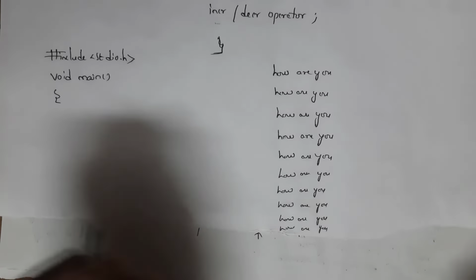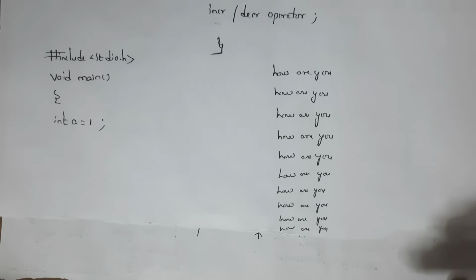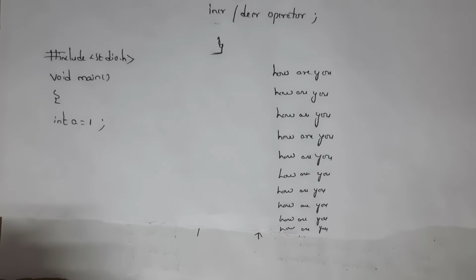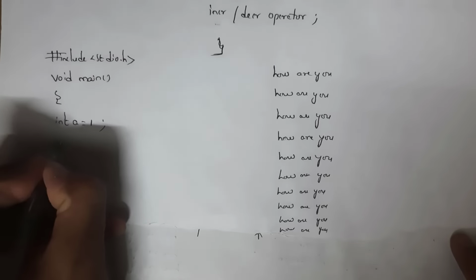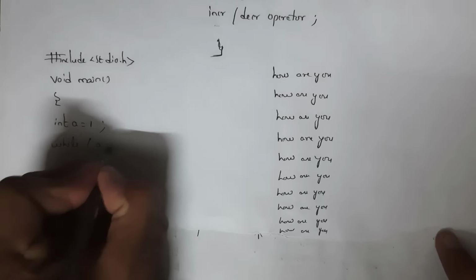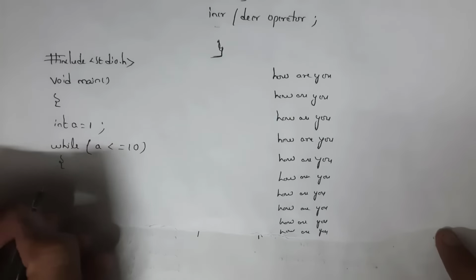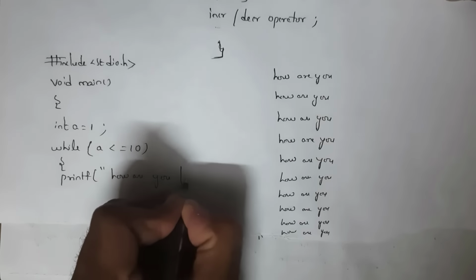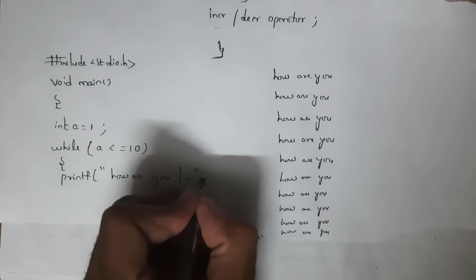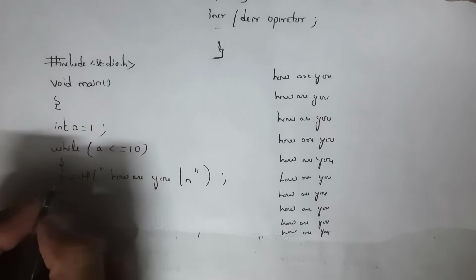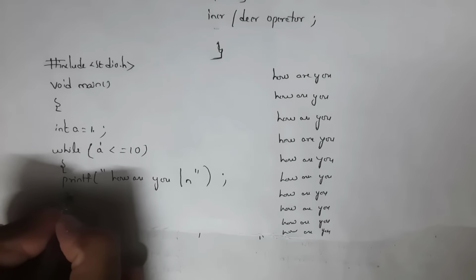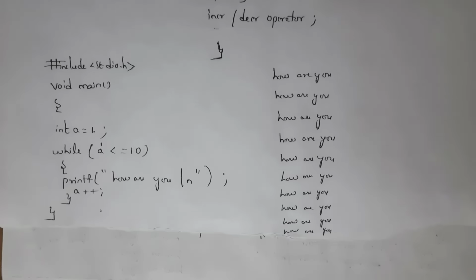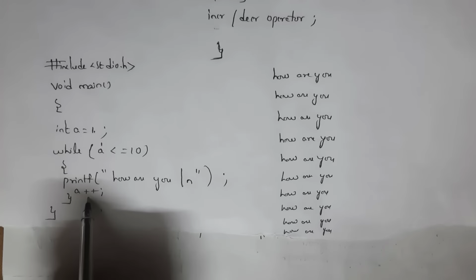So at first I am writing int a equal to 1, starting from number 1. After that, inside while I am giving the condition, that is a less than or equal to 10. Open curly bracket. Inside this you can give your statement, that is printf how are you slash n in double quotations, close bracket, semicolon. Here you need to write the increment operator, that is a plus plus. Guys, definitely you need to give the increment operator here because we are incrementing each and every value.